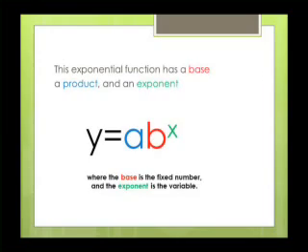So the exponential function has a base, or in this case b, a product a, what's being multiplied to b, and an exponent x, which is in green there. B is going to be the base, which is the fixed number, and the exponent is what's changing and is what we call the variable.